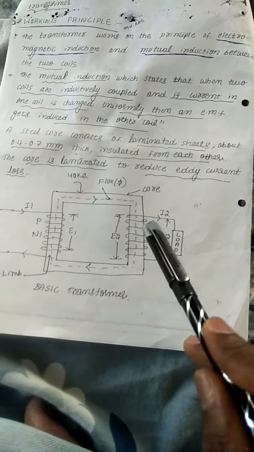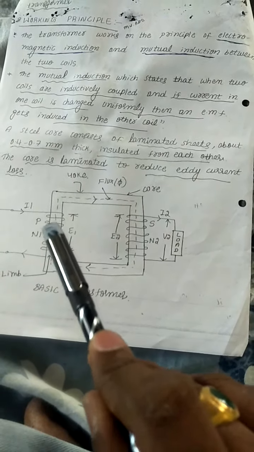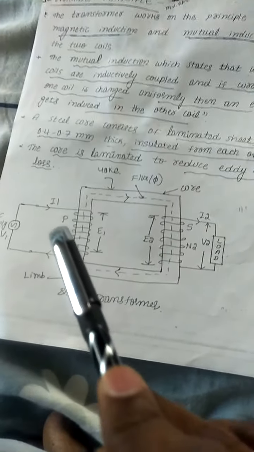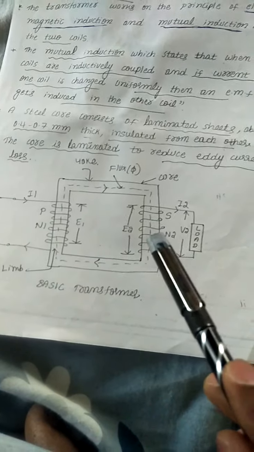As you all know, I1 and I2 are the currents flowing through these coils, and R1 and R2 are the resistances of the primary winding and secondary winding.